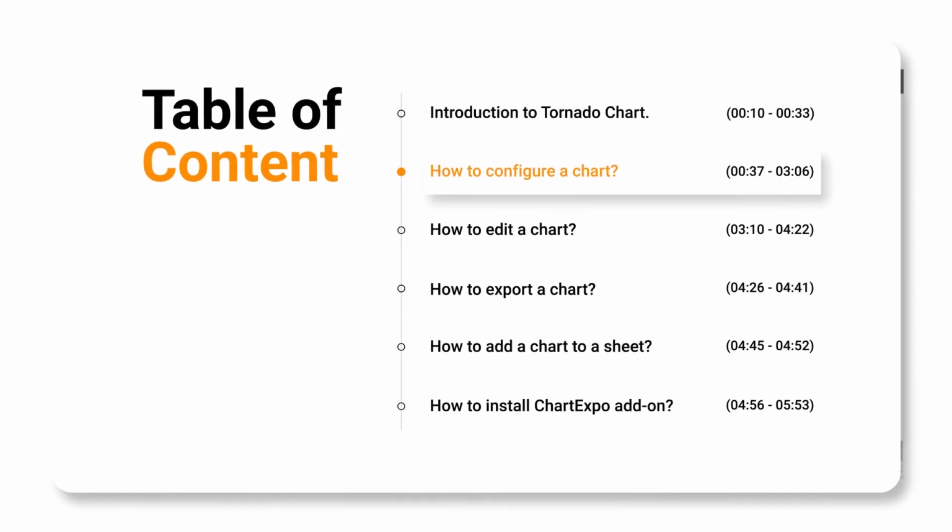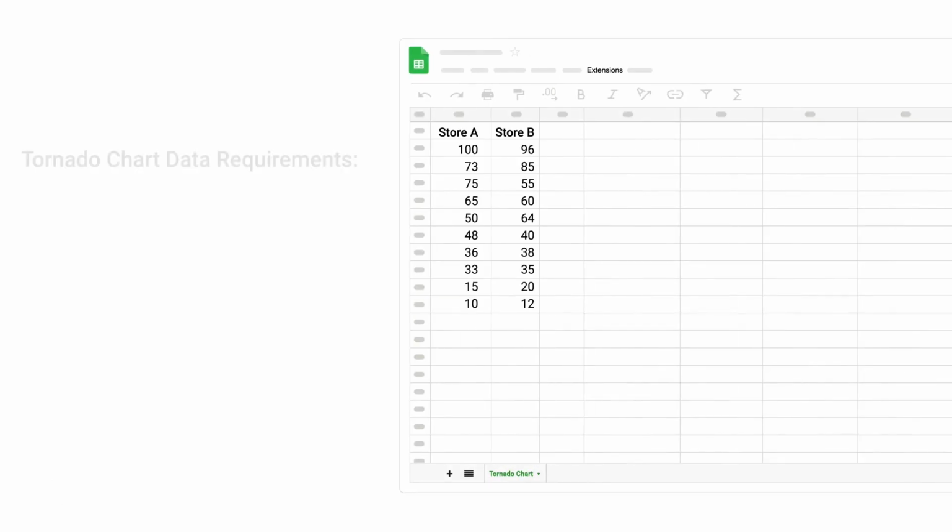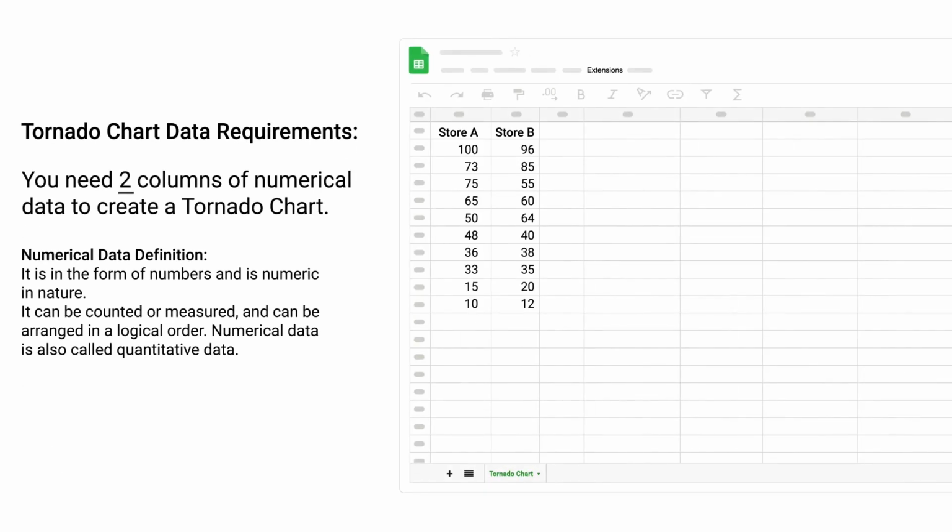How to configure a chart. Tornado chart data requirements. You need 2 columns of numerical data to create a tornado chart. Numerical data definition. It is in the form of numbers and is numeric in nature. It can be counted or measured, and can be arranged in a logical order. Numerical data is also called quantitative data.